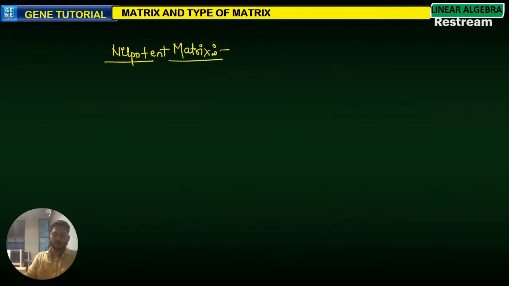What do you understand by nilpotent matrix? If you have any square matrix, and there exists a positive integer m such that A to the power m equals 0. So for a positive integer k such that A to the power k equals 0, these are known as the index of a nilpotent matrix, and such matrices are called nilpotent matrices. So what is the definition of a nilpotent matrix? It is nothing but a square matrix.